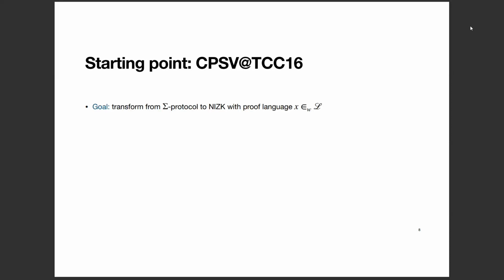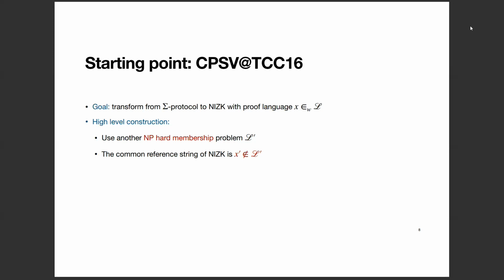Their goal is to transform from a Sigma protocol to an NIZK with a proof language error. The high-level construction is relatively simple. Basically, the idea is to use another NP-hard membership problem, L prime. Then the common reference string of the zero knowledge proof is an X prime, which is not in the language L prime. And the construction is that the final proof consists of a NIZK proof of the form: X in the language L or X prime in the language L prime.